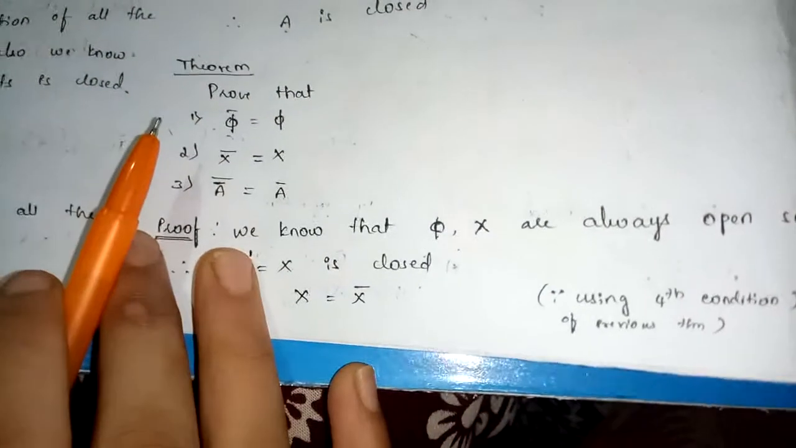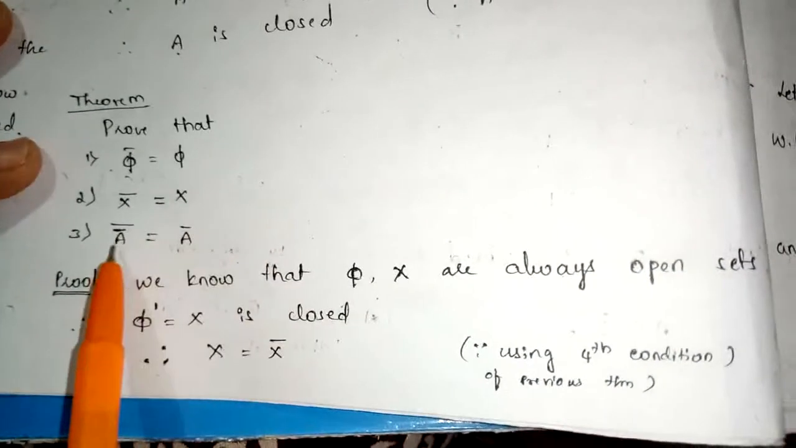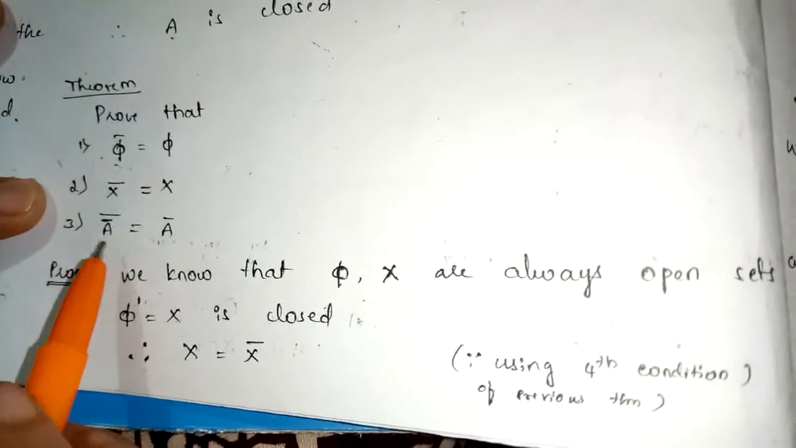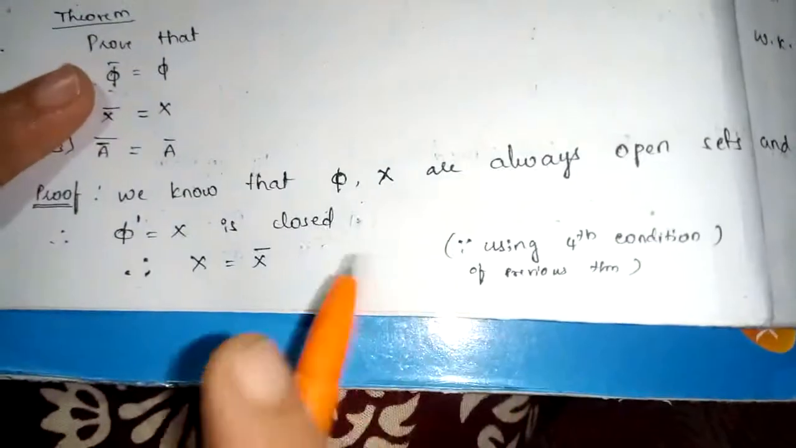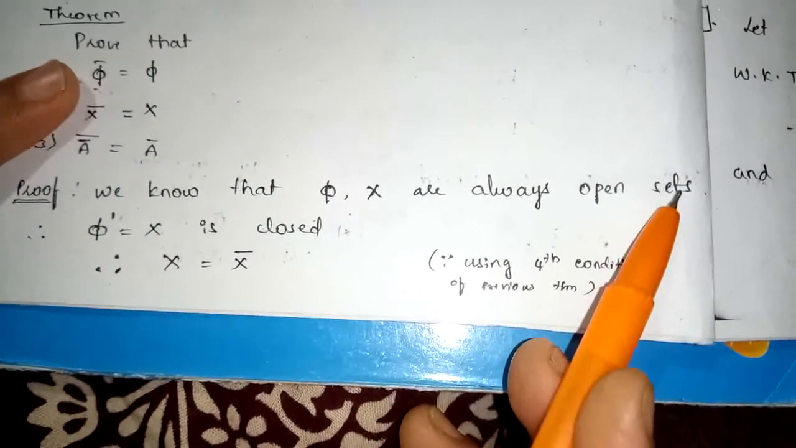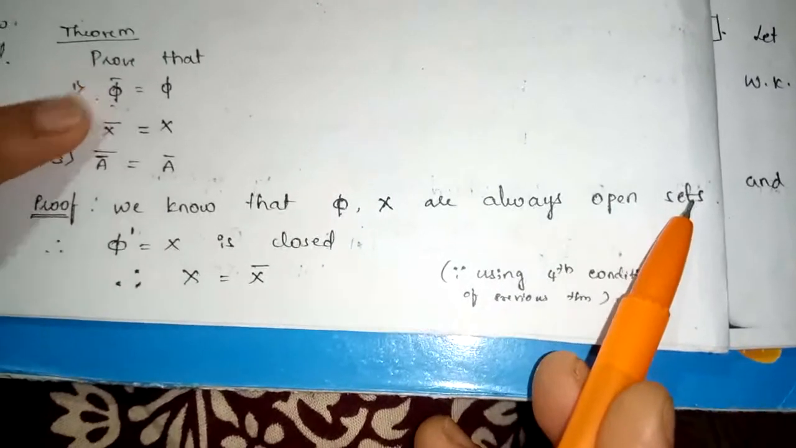Next, I have to see another theorem, a simple theorem. Prove that phi bar is equal to phi, X bar is equal to X, and A bar of bar is equal to A bar. That is, the closure of the closure of A is equal to the closure of A. We know that phi and X are always open sets because the topology contains phi and X. Therefore phi and X are always open sets.